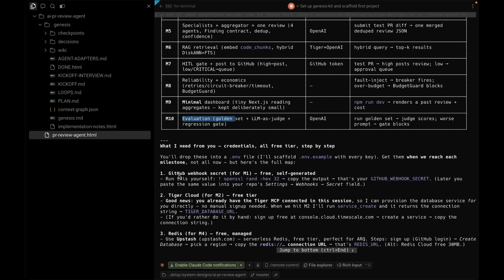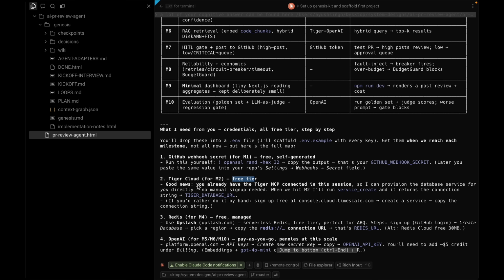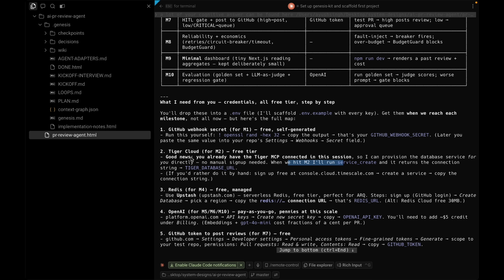Now you'll drop this. So for GitHub, it needs my GitHub webhook secret, which is for M1, free and self-generated. I should be able to give you that. Then it has Tiger Cloud for M2, which is the free tier, which means you already have the Tiger MCP connected in this session, so you can provision the database directly. When we hit run, it returns the connection string. Or I can sign up for the free tier and create a service and copy it. I have already given you the step-by-step plan, so you should be able to quickly get your Tiger database, and since I already have it, you don't need to.